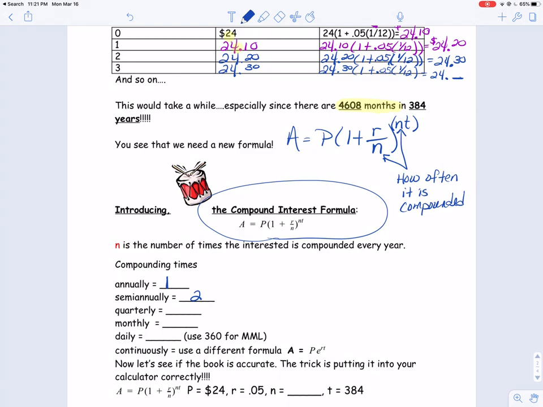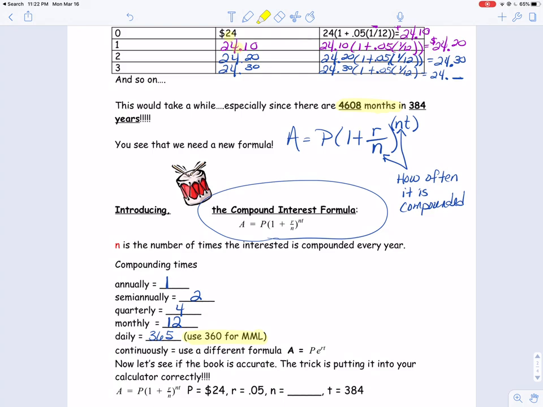Semi-annually, that's 2. Quarterly, that's 4 times a year. And then the most common, monthly. Now I know daily is 365. My math lab is going to tell you if it's daily to use 360. That's considered banker's daily. I don't know why they come up with 360 because we all know there's more than 5 bank holidays in a year. But 360 it is, and they will remind you.